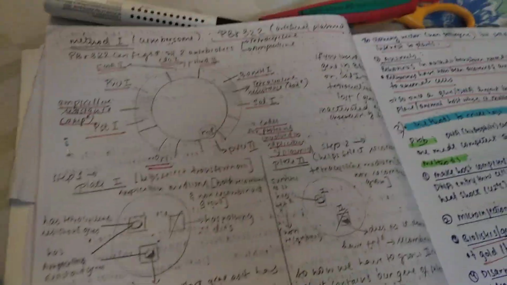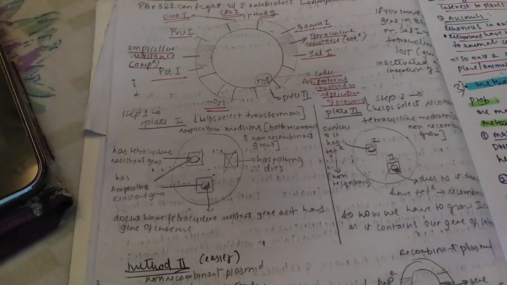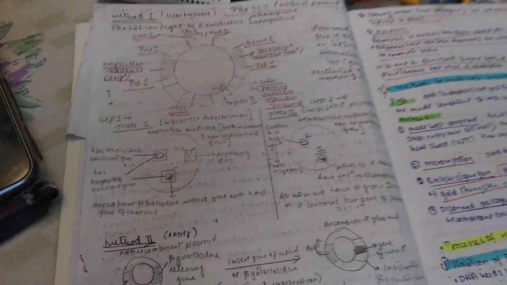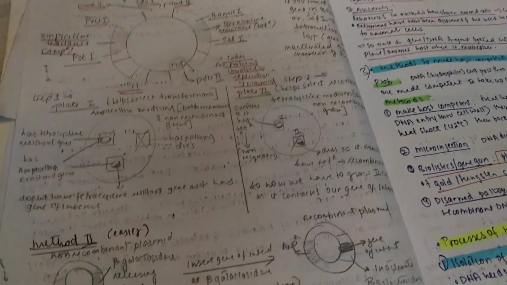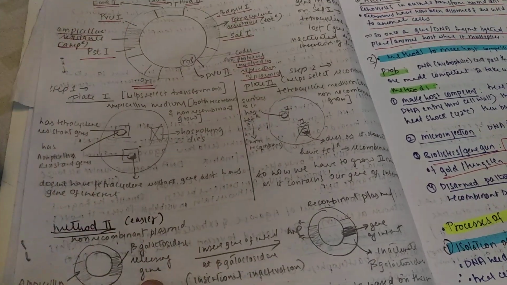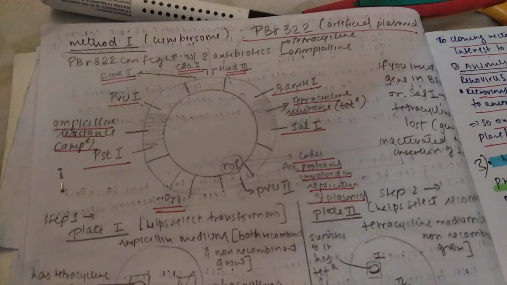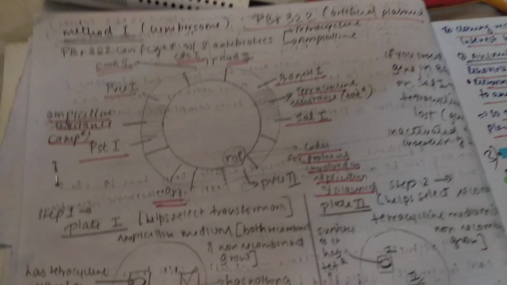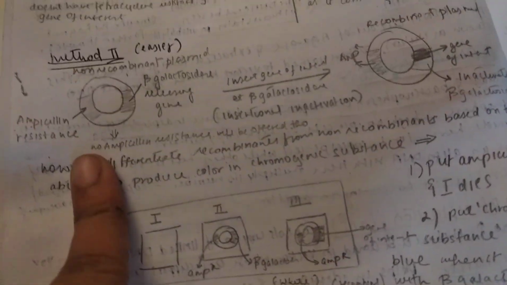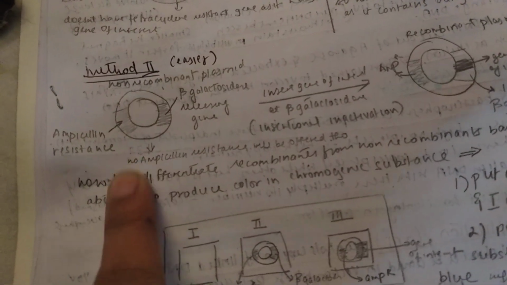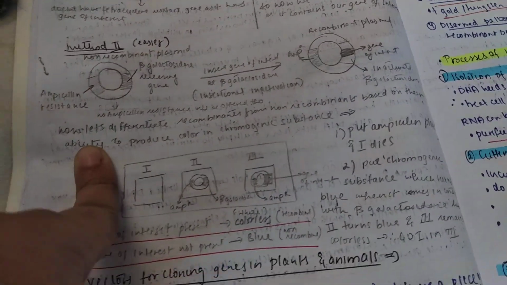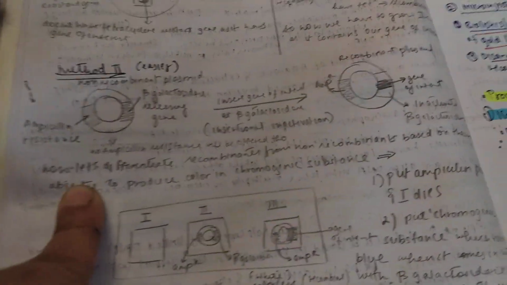Everyone, so today I'm going to demonstrate two methods to find out which bacteria or which cloning host is transformant, which is non-transformant, which is recombinant, and which is non-recombinant. The first one is kind of cumbersome and uses the artificial plasmid PBR322, and the second one's easier and uses a beta-galactosidase releasing gene plasmid. I think this is also PBR322.